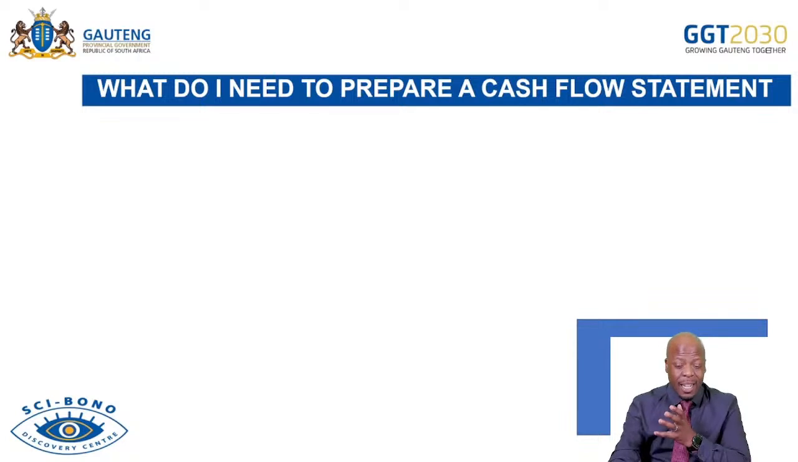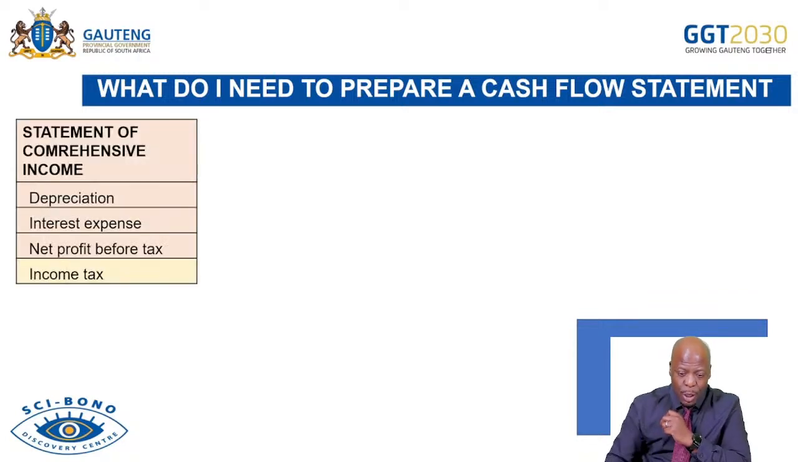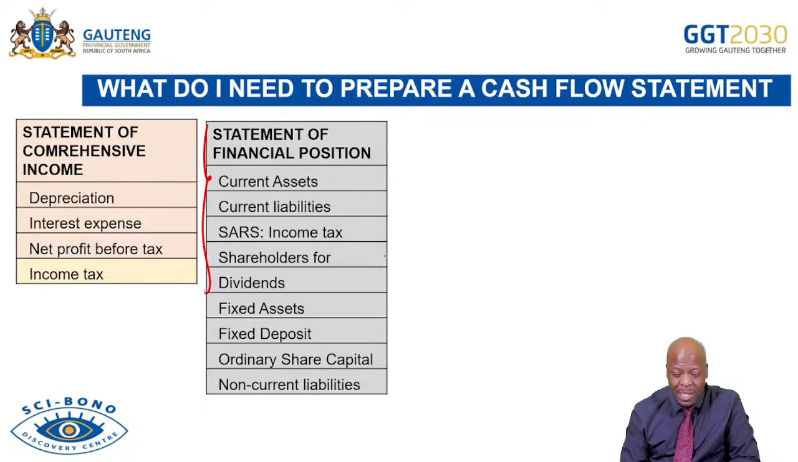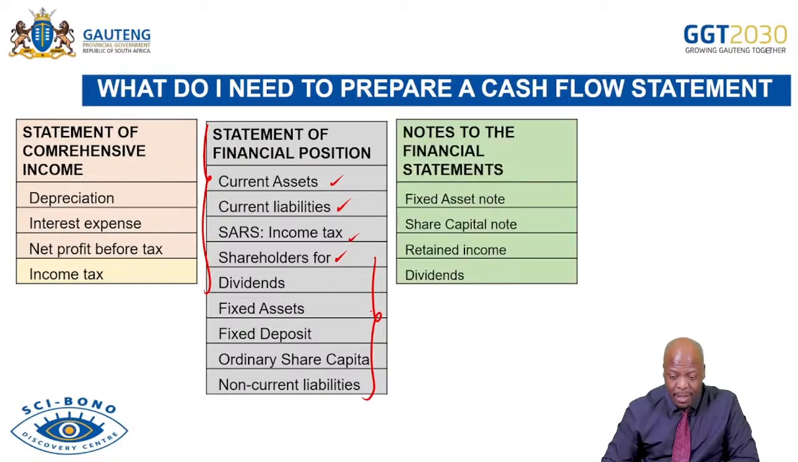So what do I need if I'm to prepare a cash flow statement? You will need information from the statement of comprehensive income, that is, your income statement. We have seen all this information when preparing the statement of comprehensive income. You also need information from the statement of financial position. Here we're going to look at our current assets, current liabilities, SARS income tax, shareholders for dividends, your fixed assets, all of those things. And lastly, you're going to need some notes to the financial statements, such as your fixed asset note, your share capital note, your retained income, and some calculations that we have done on your dividends.